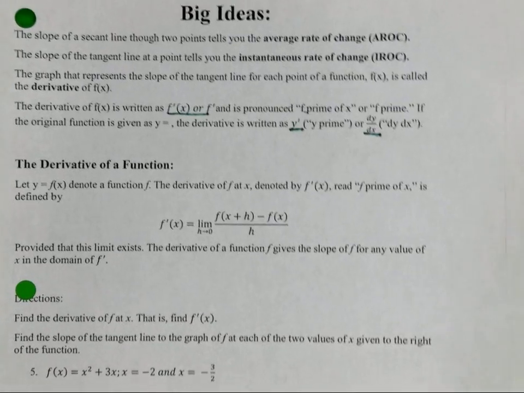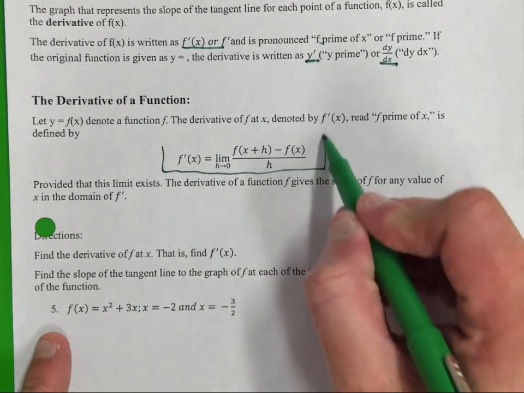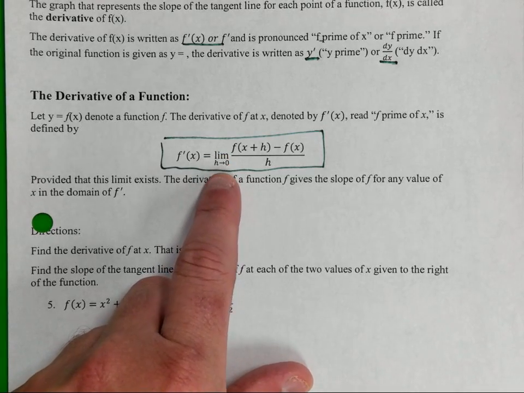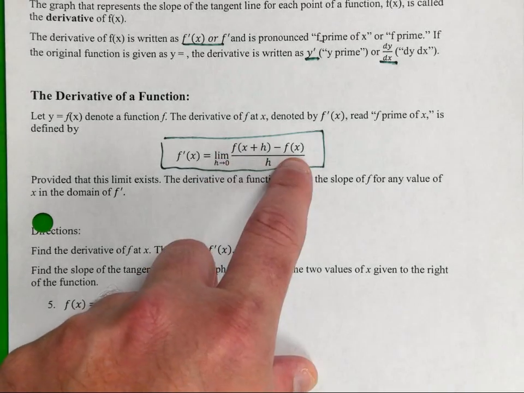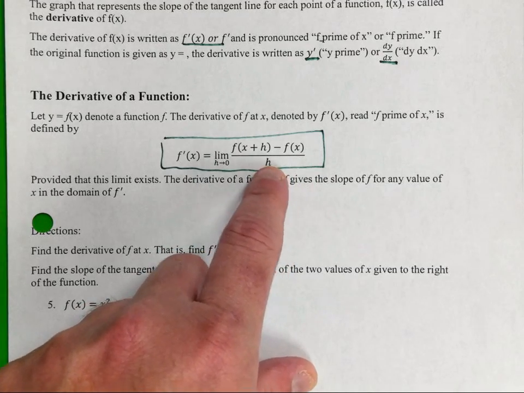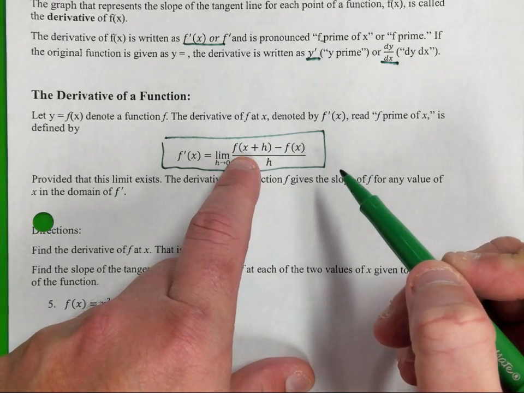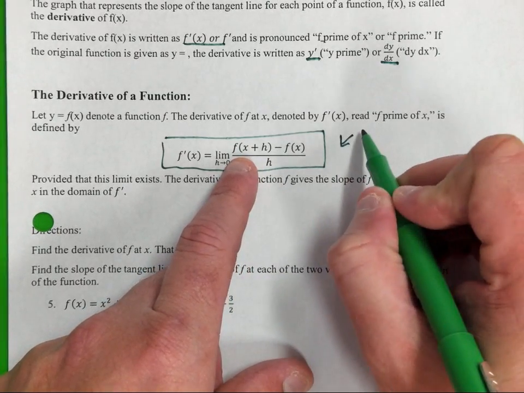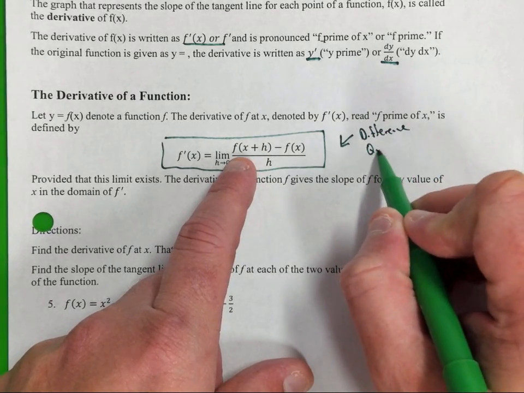Now, this is the formal definition of a derivative. This is the formula right here. The derivative equals the limit as h approaches 0 of f of x plus h minus f of x over h. Since f of x plus h is in parentheses, what do you think we're going to be doing? Plugging it into something. This is also called the difference quotient. It comes from a formula called the difference quotient.